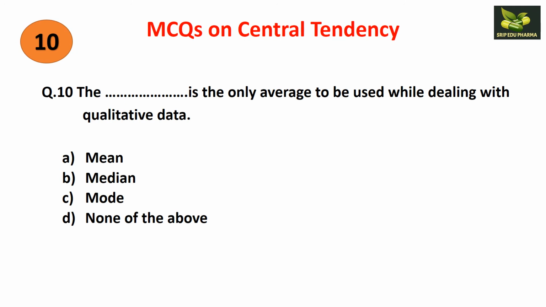The dash is the only average to be used while dealing with qualitative data. A, mean, B, median, C, mode, D, none of the above. What will be the answer? Answer is B, that is median.